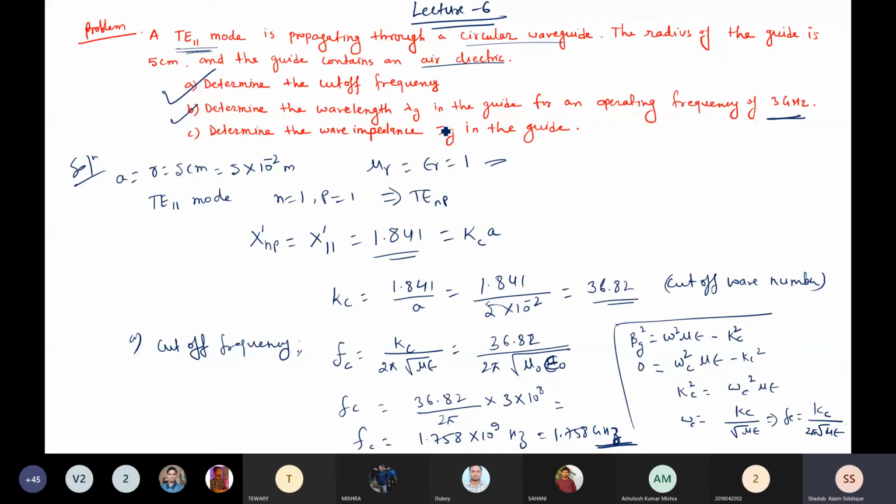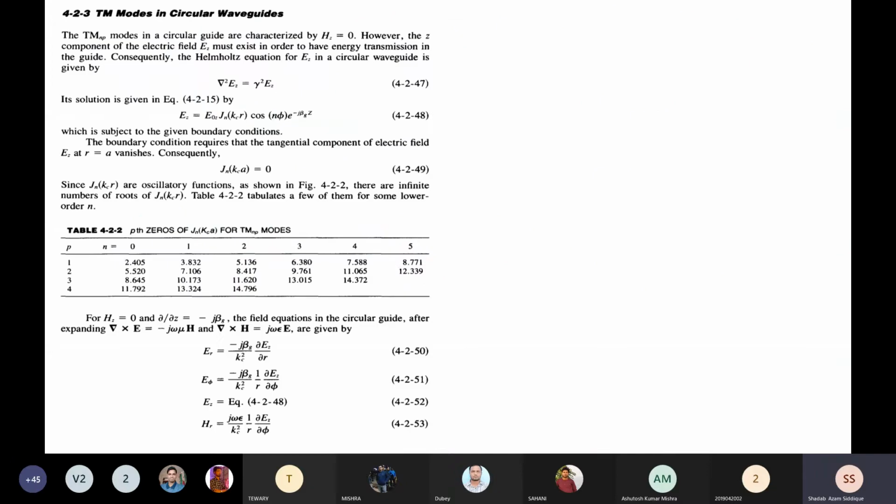Maybe you'll be asked to find Zg in the waveguide, maybe lambda g, maybe the cutoff frequency. You should be able to remember these formulas. You should be able to find out the formulas. Okay, so you can go through this.